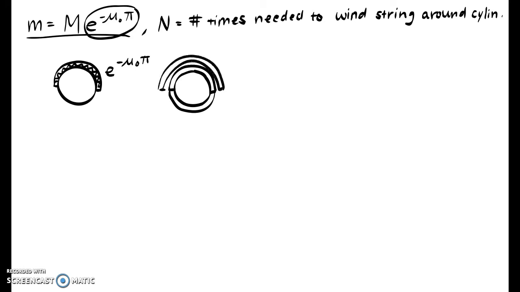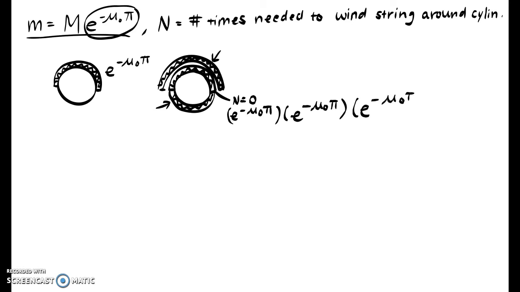I'm drawing it to seem as if the top string is laying above the other strings, but this is a cylinder, so it's all on the same level. This is just so we can see what's happening. So this is from when n equals 0, e to the mu0 pi. But we also have another time and another time, so we have to multiply by 2 more of this coefficient. So the coefficient then becomes e to the negative 3 times mu0 pi.